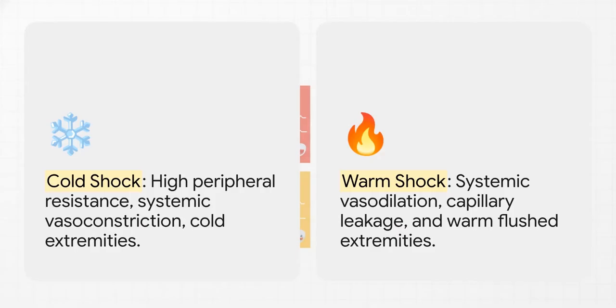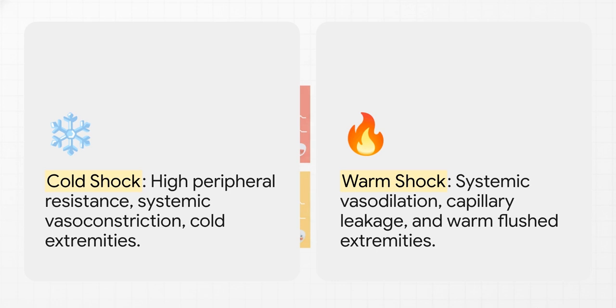Now, when you're actually standing at the bedside, you're going to see two drastically different presentations: cold shock versus warm shock. This is your bedside cheat code. On one side, cold shock, so your hypovolemic, cardiogenic, and obstructive types. The body is desperately trying to keep the pressure up by clamping down, causing intense systemic vasoconstriction. That leaves the patient with cold, clammy, pale extremities.